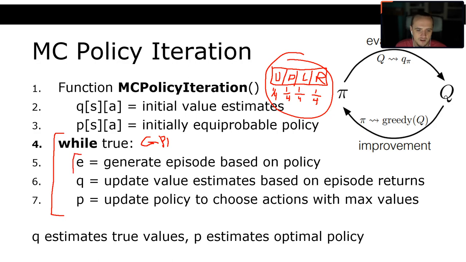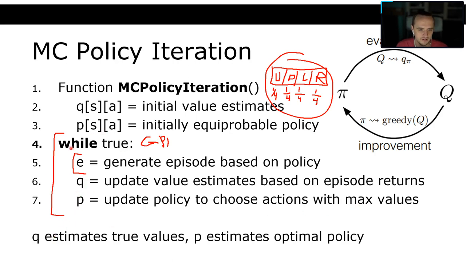So we generate an episode and we store it in this variable E. The episode again is going to have state, action, reward, state, action, reward, state, action, reward for each time step. Then we're going to update the value estimates based on the returns in the episode and store that in Q like we did before. And then we're going to update the policy to choose the actions with the maximum values in Q. And that's our new policy.